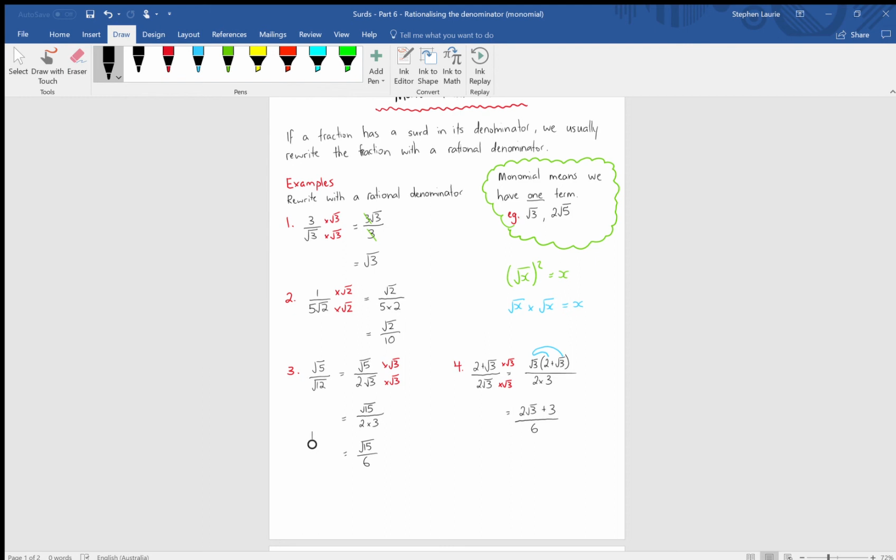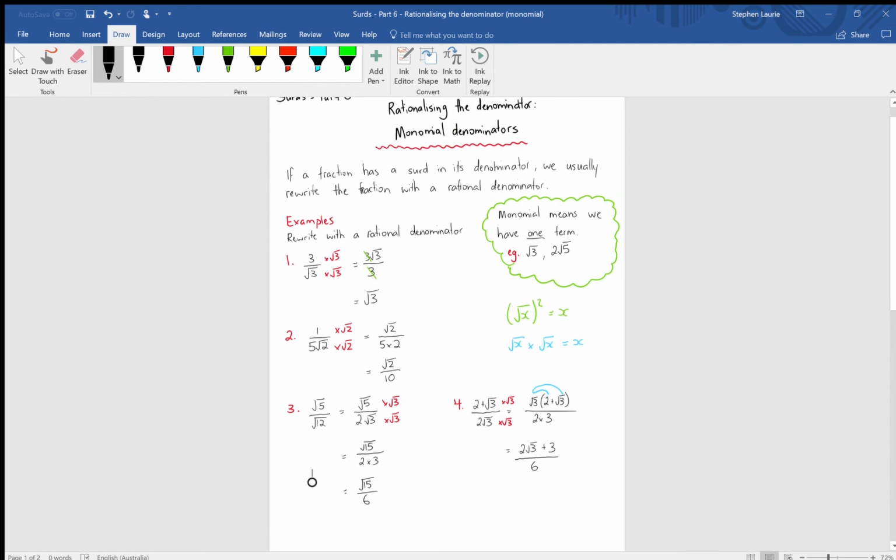Just one term. Next lesson, we'll look at rationalising the denominator with binomial denominators.